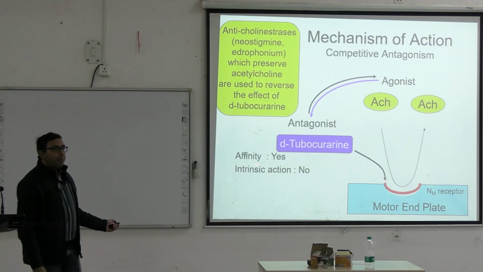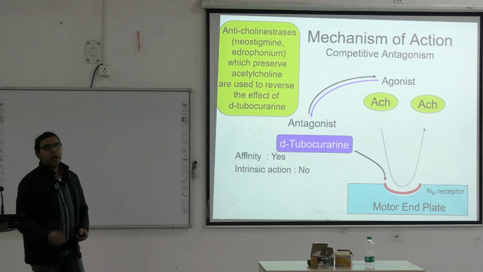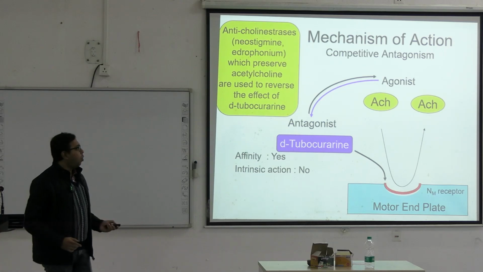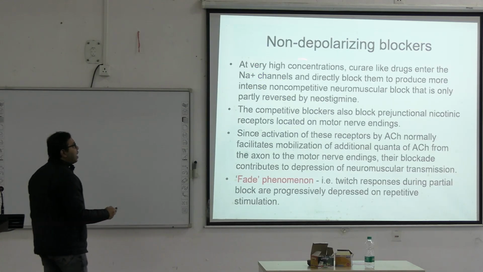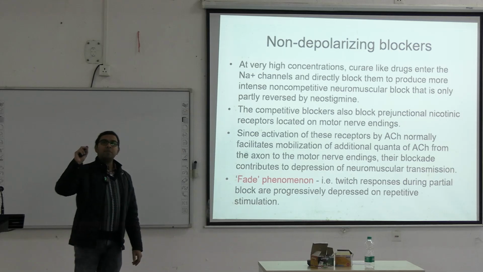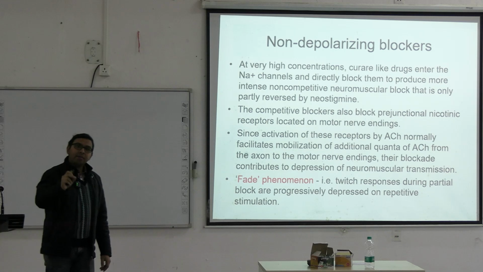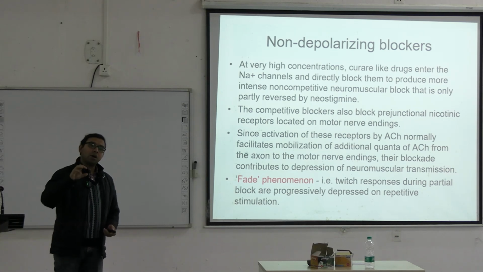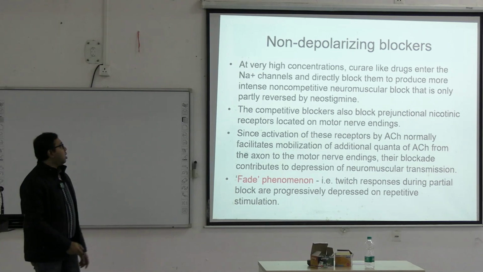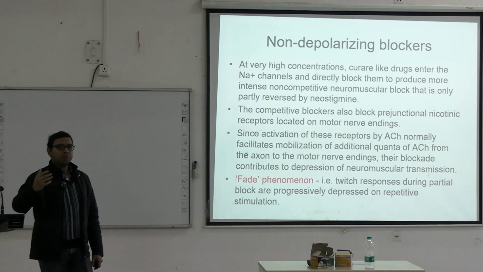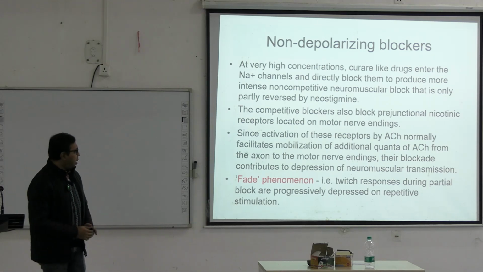These drugs mainly have affinity, but they have no intrinsic activity, and they are also known as the Pachycurare. Pachycurare is a bulky molecule; it attaches and there will be no conformational change and no sodium channel opening. When it is given in a very high concentration, these drugs also attach directly to the sodium channels and can block the sodium channel directly, and that can only be partly reversed by neostigmine. So when a high amount of the drug is given, we cannot reverse it by just giving neostigmine. That is the problem.